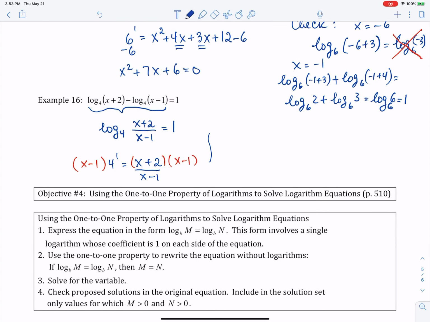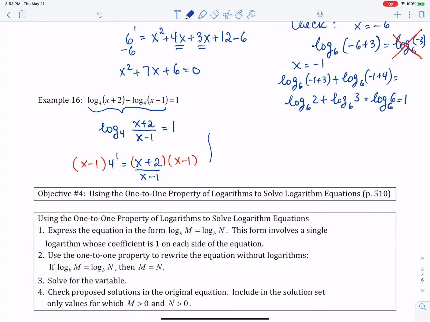Example 17, we see that log base 5 is exactly the same on both sides of this equation, so that means the insides of the logarithm must be equal. Solve this linear equation by subtracting 3 from both sides. 11 minus 3 is 8. Divide by 2, x is equal to 4.